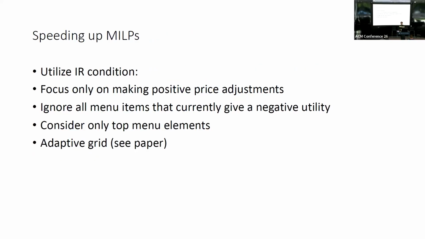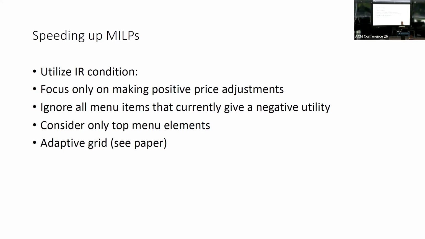So one natural question to ask is whether using an MILP seems pretty slow. We noticed that we've had a lot of tricks in our paper to actually speed this up. One very useful trick we use is to utilize the IR condition. Essentially, a lot of the menu options that we get for the agent after the deep learning steps already give a negative utility. And if we are only concerned with making positive changes, we can disregard all of them together.